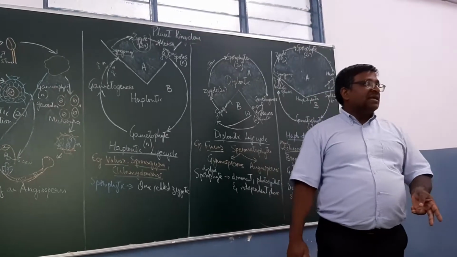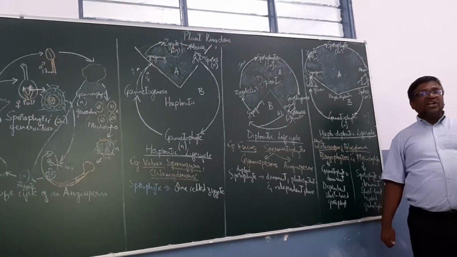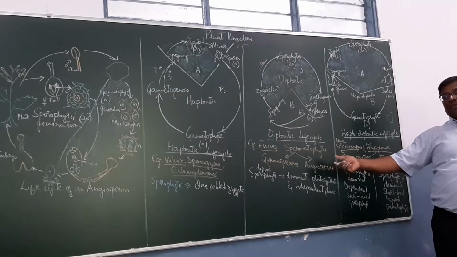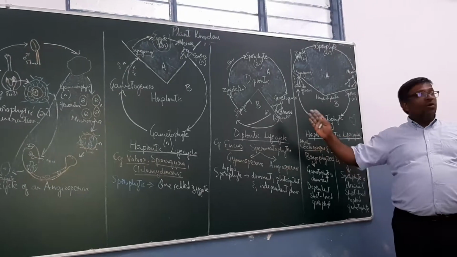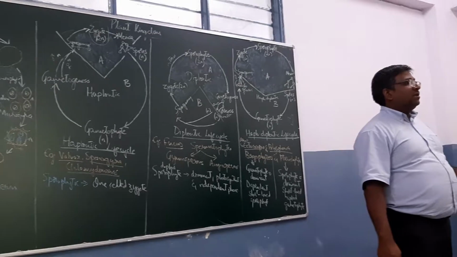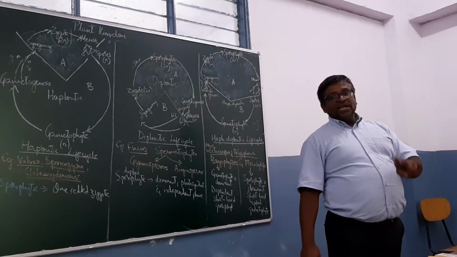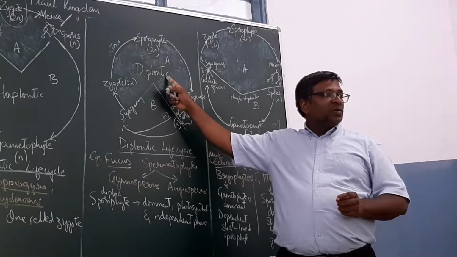You can notice that. In diplontic life cycle, the haploid stage is reduced only to gametes, whereas in the majority of the life cycle the diploid stage is present. You can notice that in seed bearing plants. What are the seed bearing plants? Gymnosperms and angiosperms. In them you can see this diplontic life cycle.